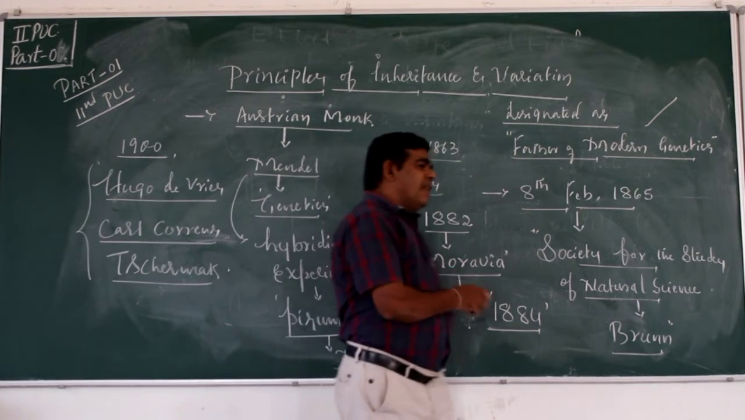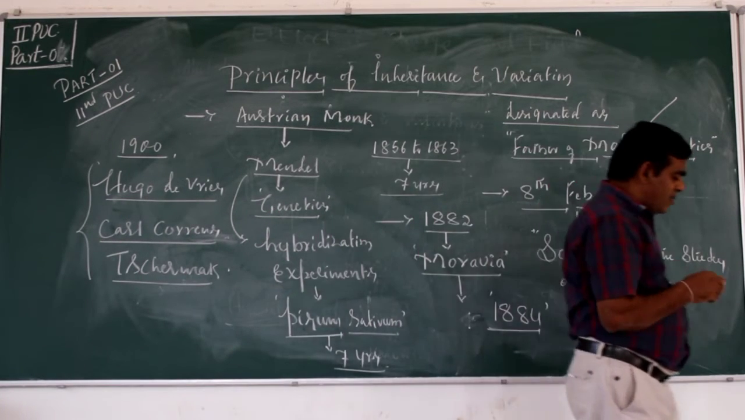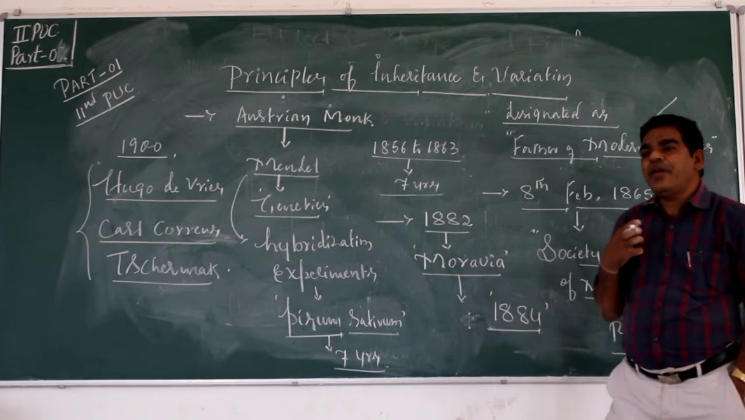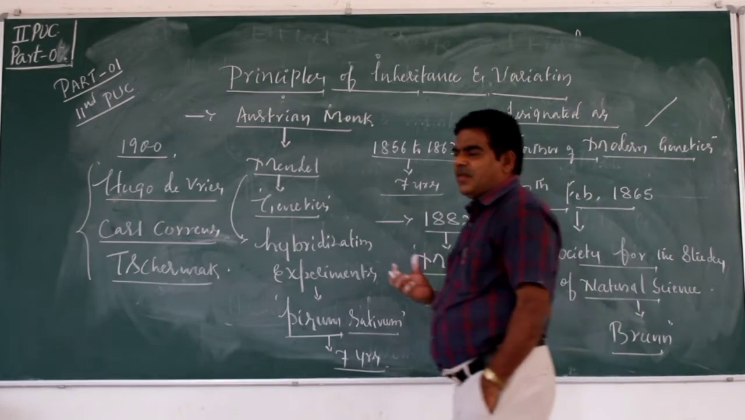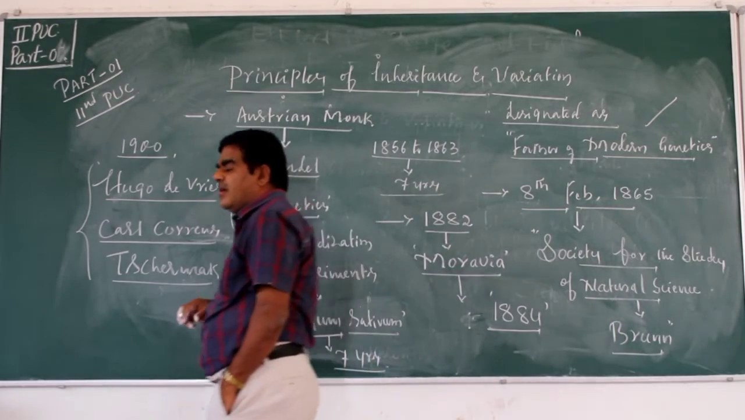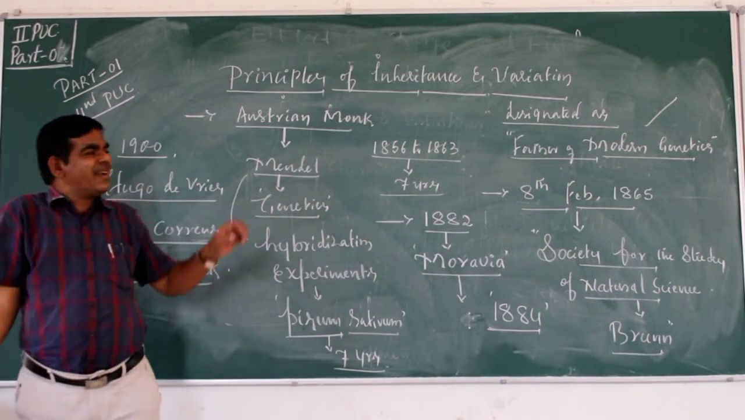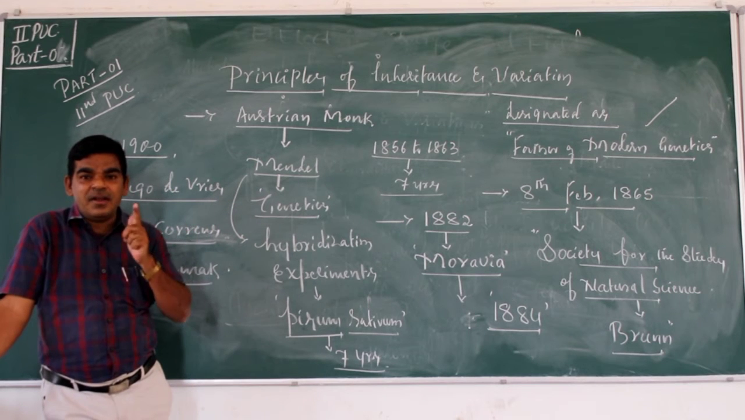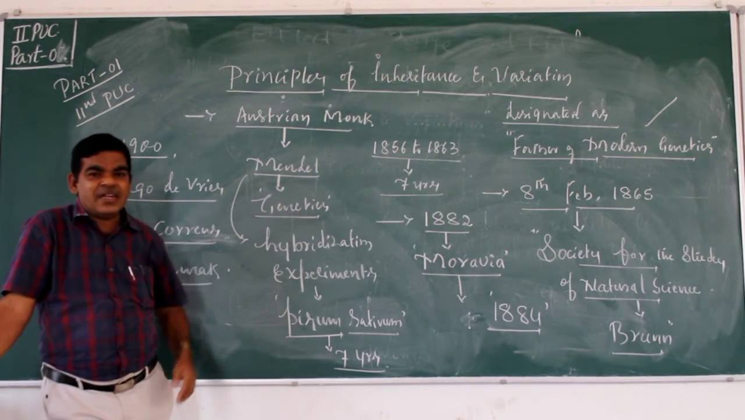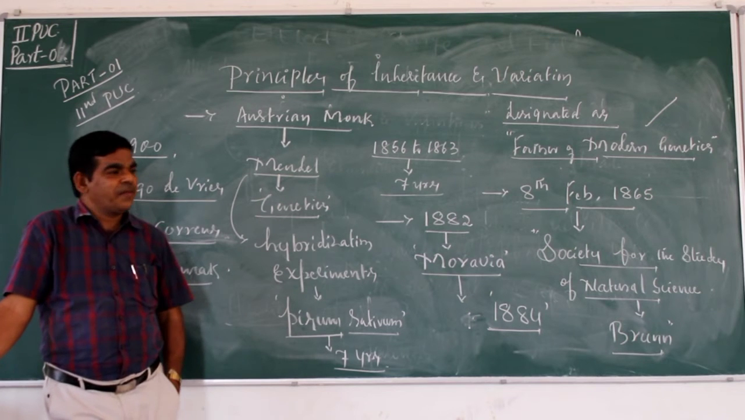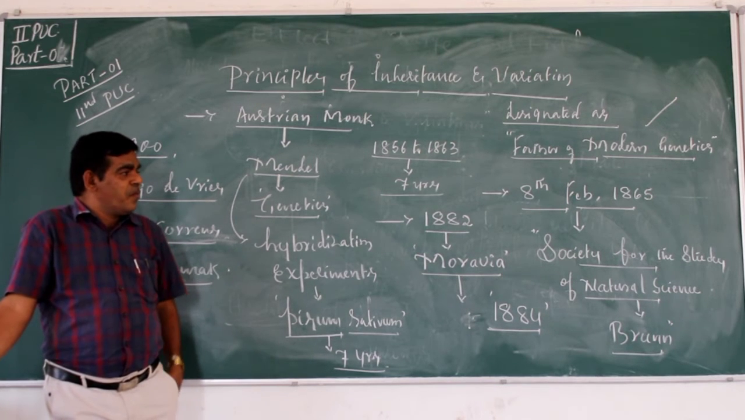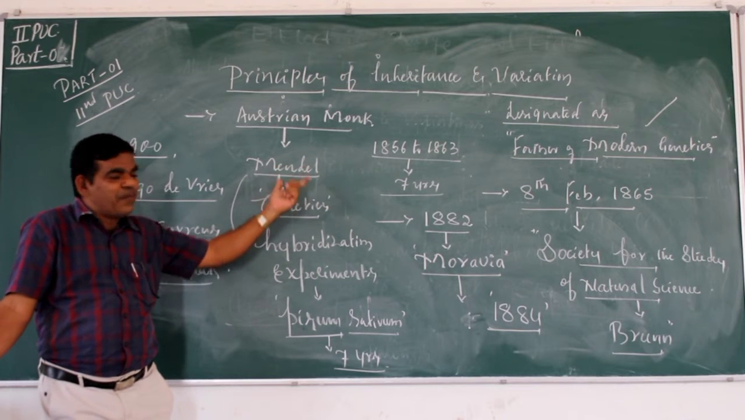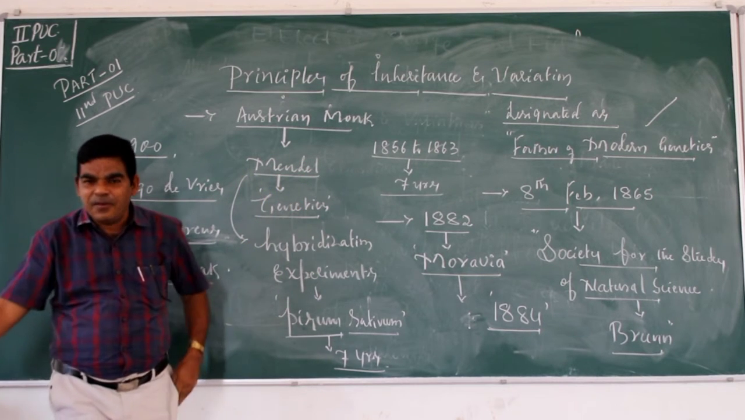Then, why did Mendel select pea plants for his experiments? This is a very important, interesting question. Why did Mendel select the pea plants for his experiments? Because of the following reasons, Mendel selected the pea plants for his experiments.